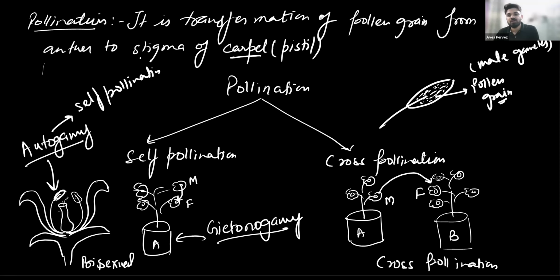Let me explain to you that if this is a plant, it is going to have a male flower and this is going to have a female flower. So if the plant is not different, but this is male and this is female, not a bisexual flower, the pollen grains are being transferred from male to female, but the plant is not changing. So this is called geitonogamy, and this is also called self-pollination.